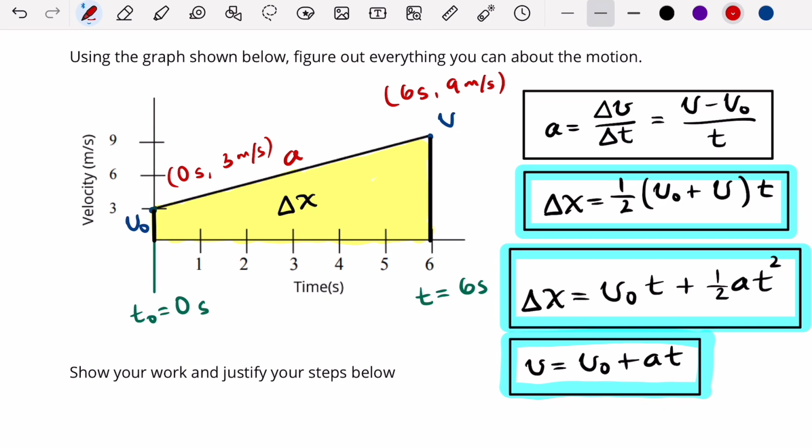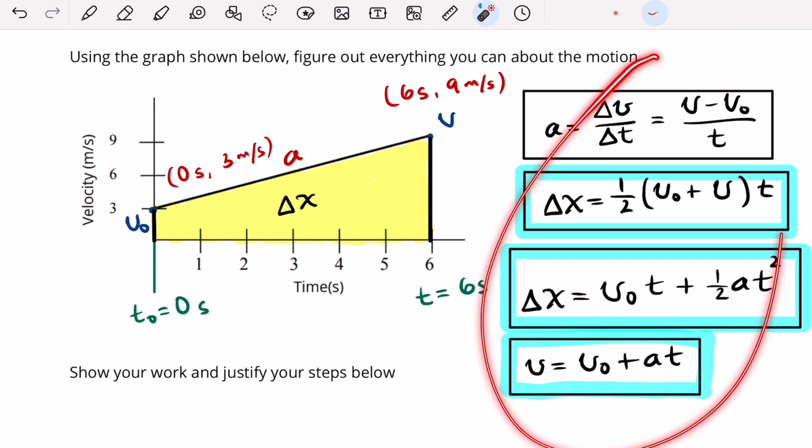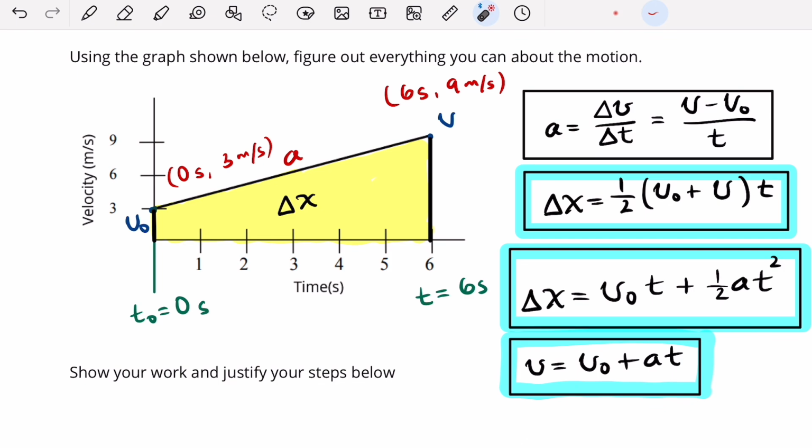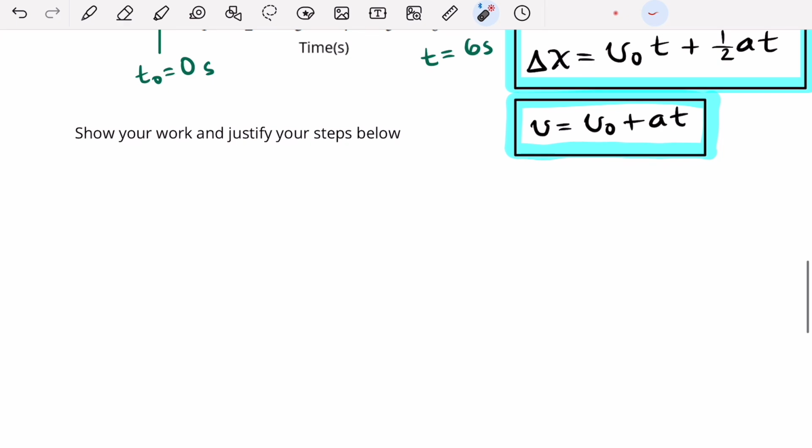Okay, so I have added all the numbers that I know. 0 seconds for T naught, 6 seconds for T final, 9 meters per second for final velocity, 3 meters per second for initial velocity. And then I also copied the equations we derived on the previous page. So now let's find out everything we know. Let's start with the initial velocity. Well, that's given to us. Initial velocity is 3 meters per second.